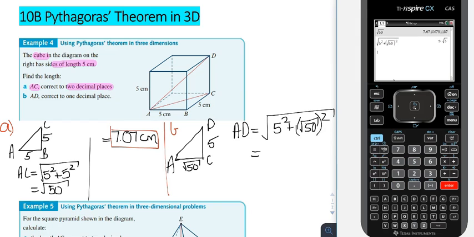So 5 root 3 is my exact value. As a decimal, this is 8.66, which in 1 decimal place is 8.7 centimeters. Done.